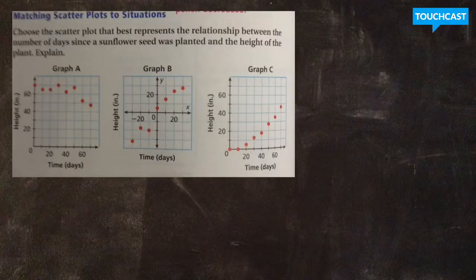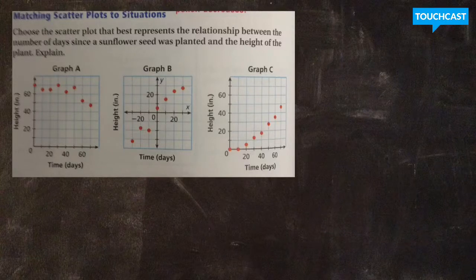Alright, so we also need to be able to match a scatter plot to situations. So if we're given 3 different graphs, we need to be able to match it to the situation. So we need to choose a scatter plot that best represents the relationship between the number of days since a sunflower seed was planted and the height of the plant. And then we need to explain why.